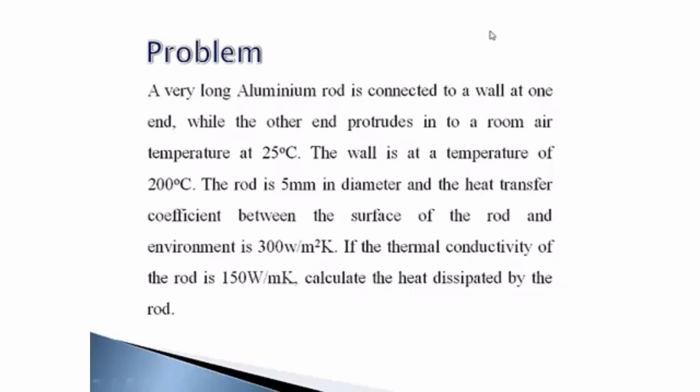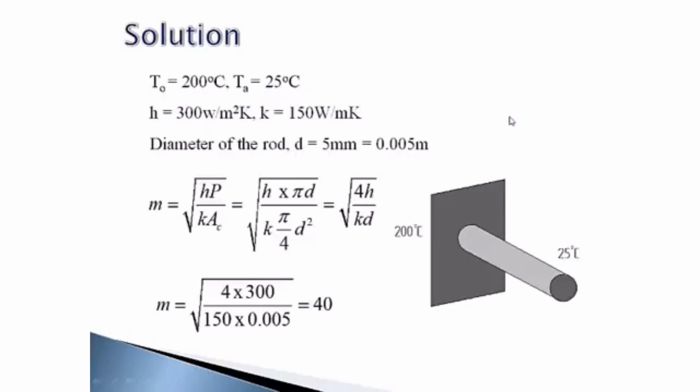So it is already mentioned, it is a long aluminum rod. So you can directly apply the long fin formula to calculate the heat transfer. The problem itself defines it as a long fin. The base temperature is given as 200 degrees centigrade, ambient temperature is given as 25 degrees centigrade, the rod diameter is given as 5 mm, and the surrounding heat transfer coefficient is given as 300 watts per meter square Kelvin. Thermal conductivity of the metal rod is also given, 150 watts per meter Kelvin. Now, these are the data given. I have written the data given.